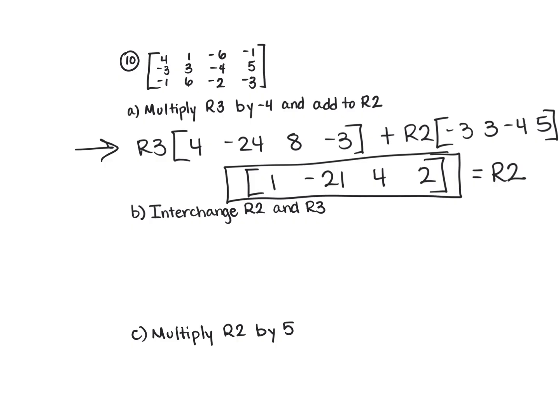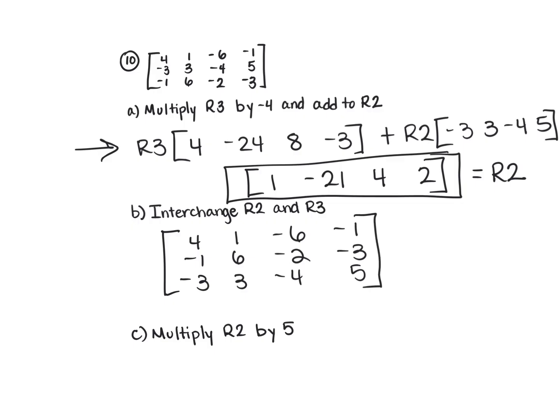All right, so for B part, you are going to interchange row 2 and 3. So row 1 stays just like it is. So I got 4, 1, -6, -1. Now row 3 is going to move up to row 2. So that's -1, 6, -2, -3. So row 2 has to go down and be row 3 now. So this is -3, 3, -4, and 5.